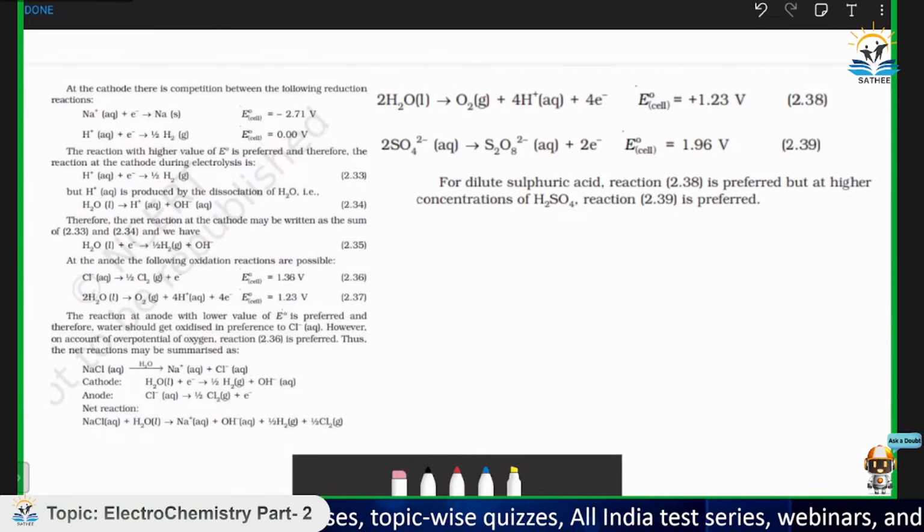Products of electrolysis. The galvanic cells thing I mentioned yesterday. How do you say? In a galvanic cell your E has to be more positive, right? If E is more positive, that will happen.